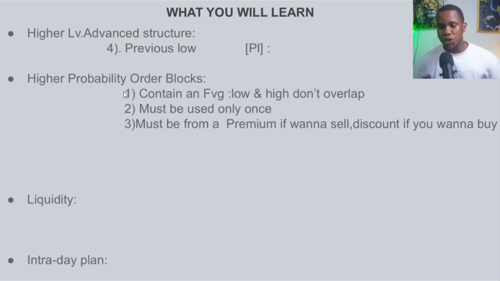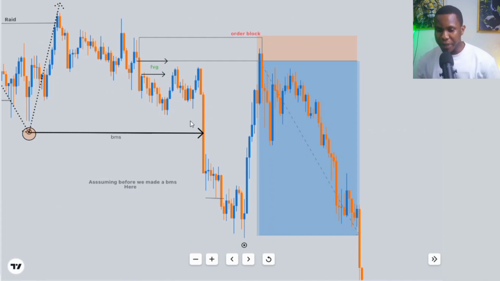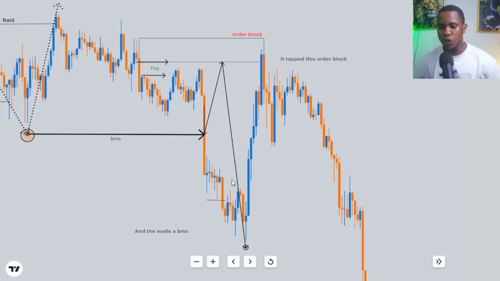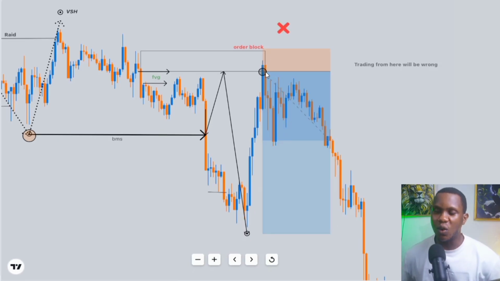Another thing you need to learn to make an order block a higher probability one is it must be used only once. Assuming before we made this break of market structure that we made here, price action came and tapped this order block right here before going to the downside. Trading from this order block will be wrong, guys.